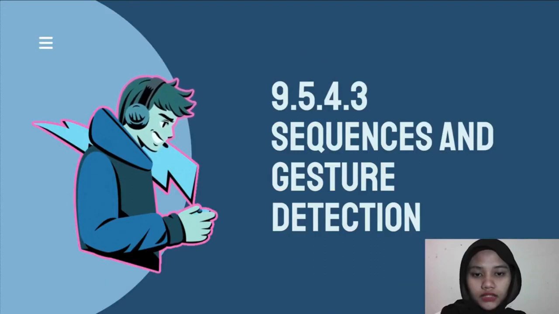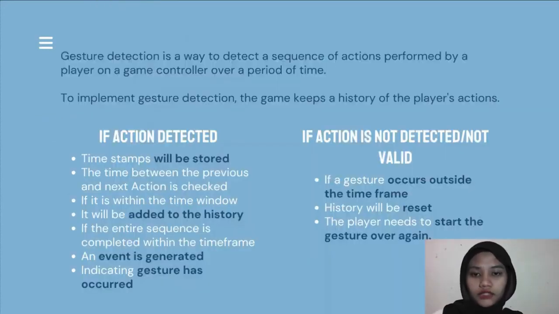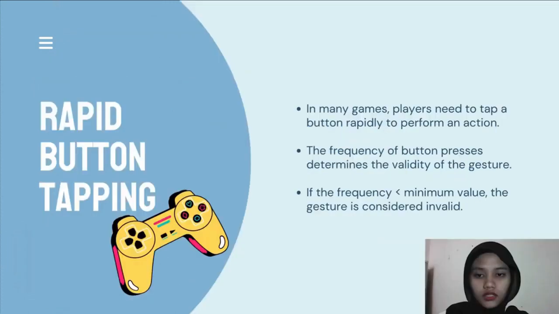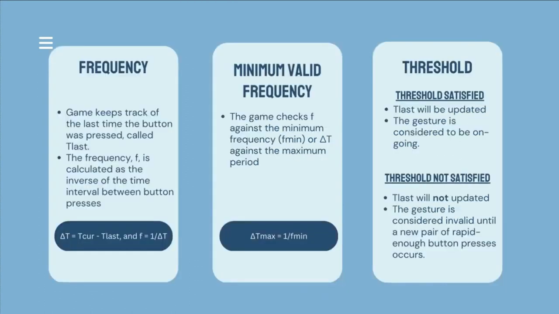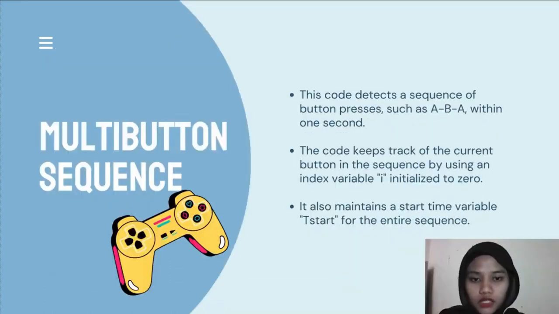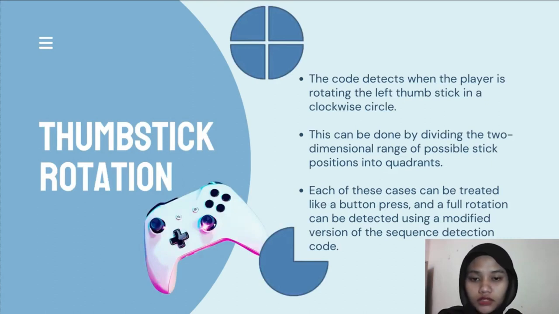Sequences and gesture detection. Here we have the definition of gesture detection and the difference between when an action is detected and when it is not detected. The first one is rapid button tapping, where the frequency of button presses determines the validity of the gesture. Next, we have multi-button sequence, where the code detects a sequence of button presses such as A, B, A within 1 second. The last example for gesture detection is thumbstick rotation, which means the code detects when the player is rotating the left thumbstick in a clockwise circle.